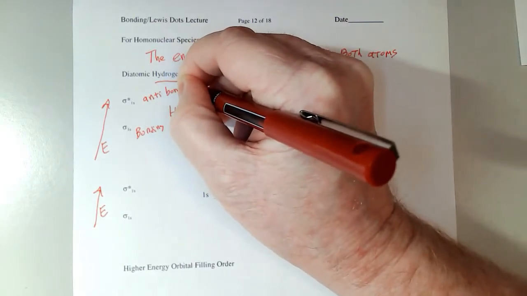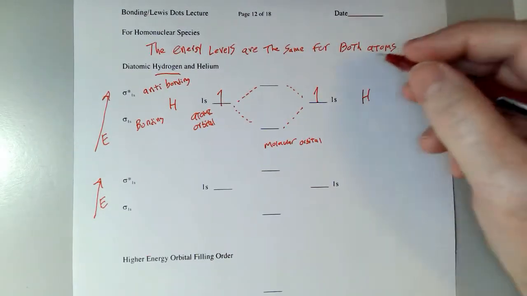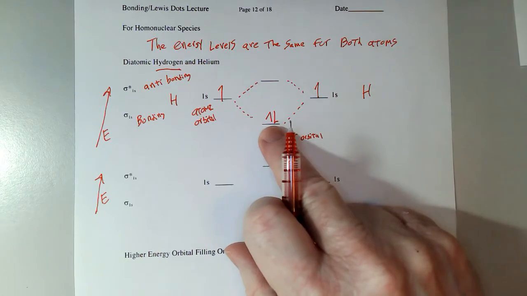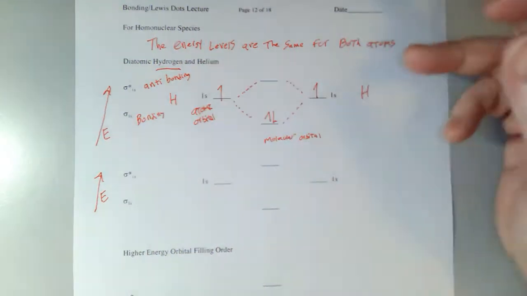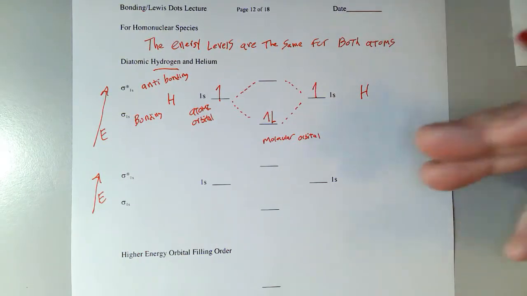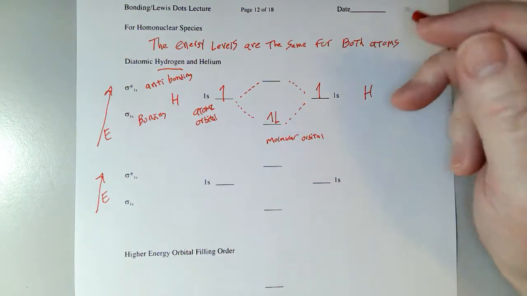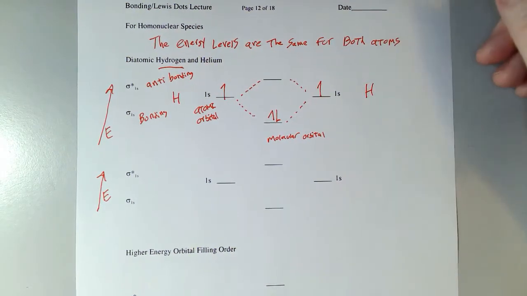anti-bonding orbital. Now in this case, we have two electrons. They both go into this one on the bottom because we're following the ideas of Aufbau and Hund's rule. Boom, boom, two electrons, one orbital. That's a bond. That's great.